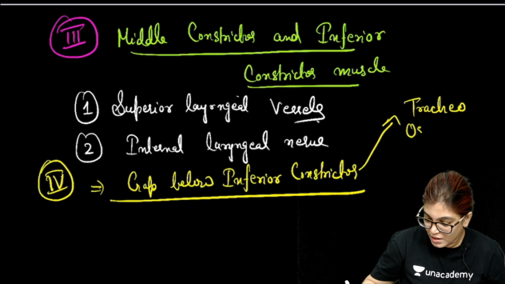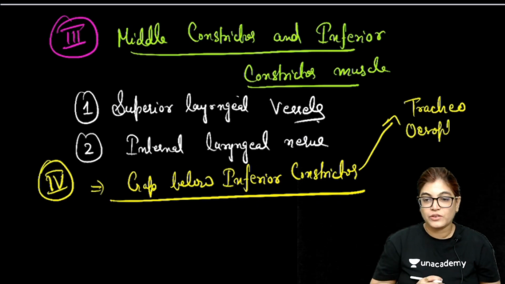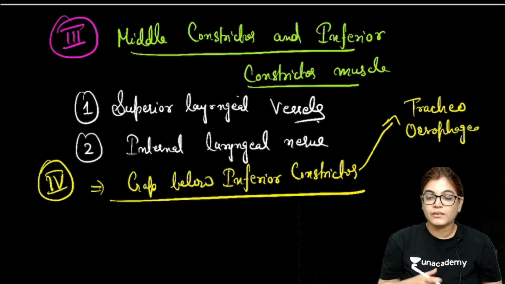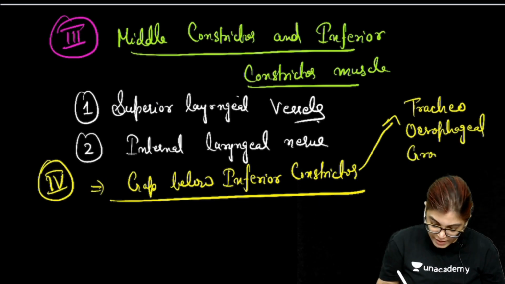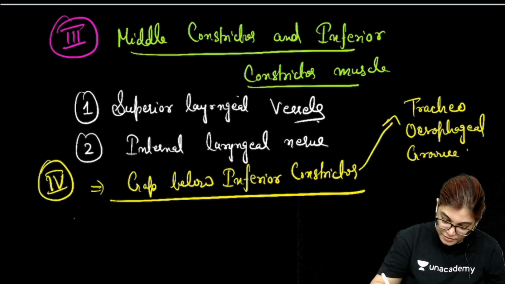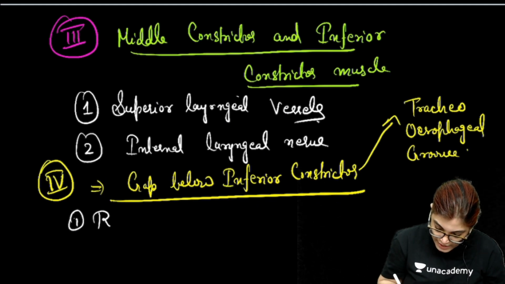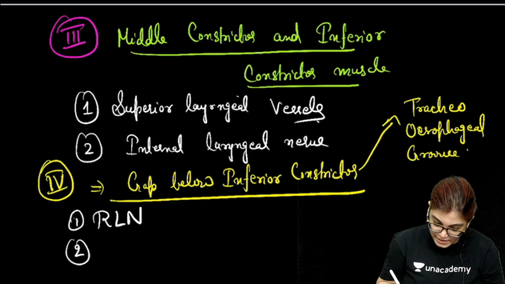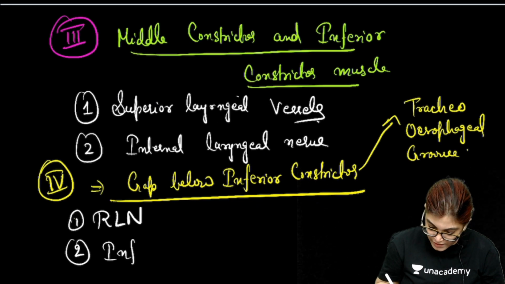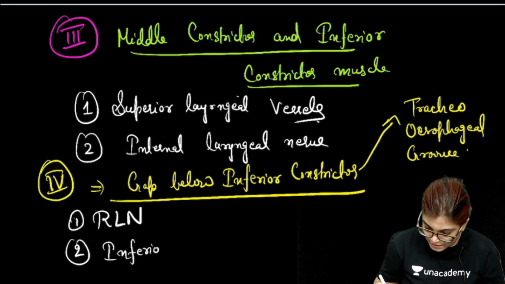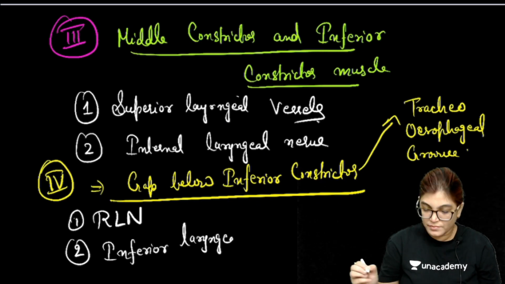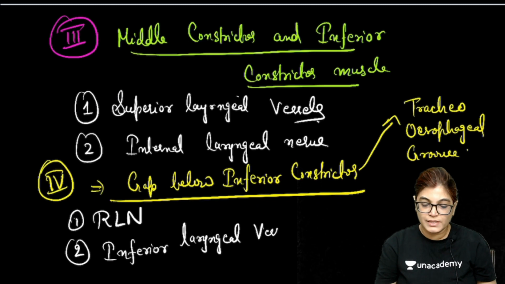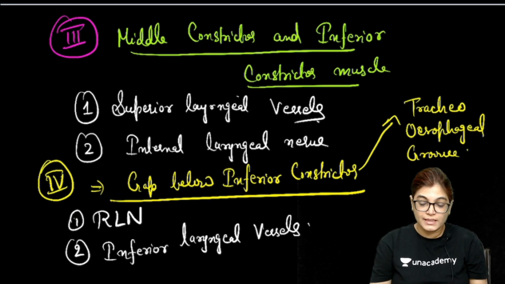The structures passing through the tracheoesophageal groove are two: one nerve and one vessel. The nerve is the recurrent laryngeal nerve, RLN, and the vessel is the inferior laryngeal vessel. So, with this we have finished all the MCQs.